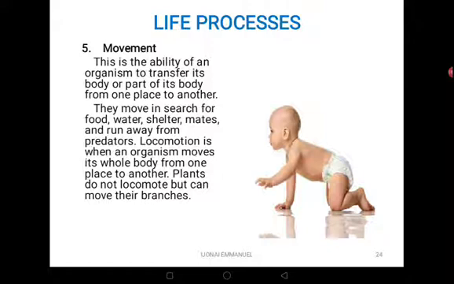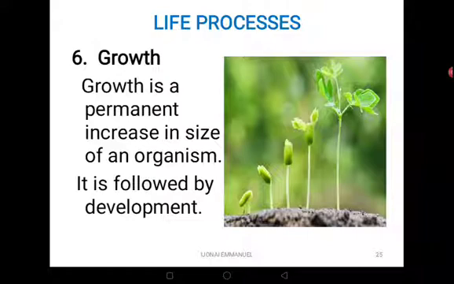Some of them do not what? Locomote, but all of them move. Great. So let's move to the sixth life process, and that's growth. And growth is a permanent increase in size of an organism. So when an organism increases in size permanently without reversing the size, we would say that the organism has grown.